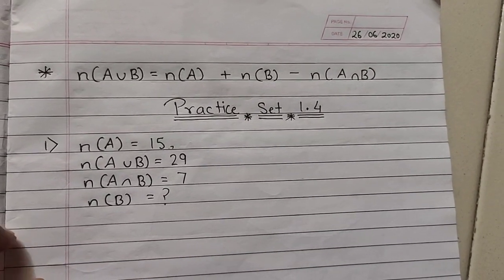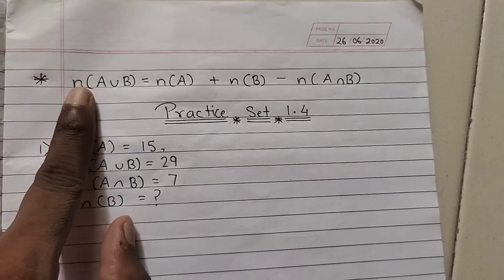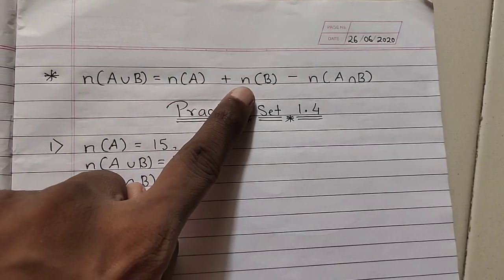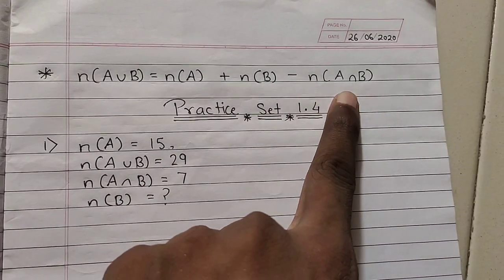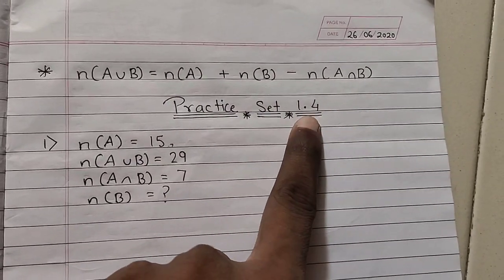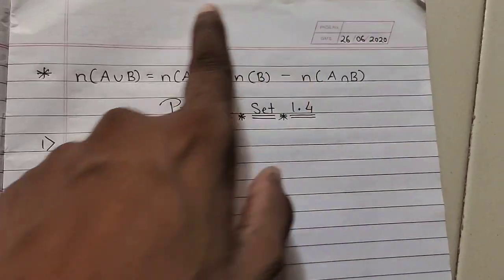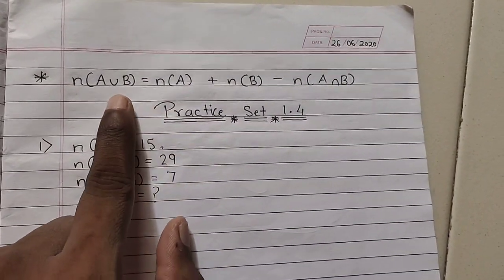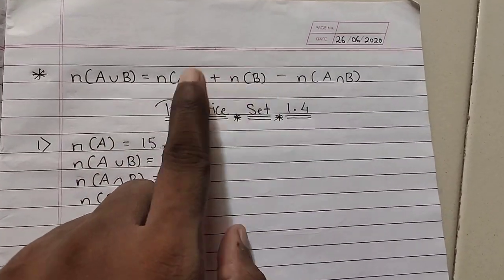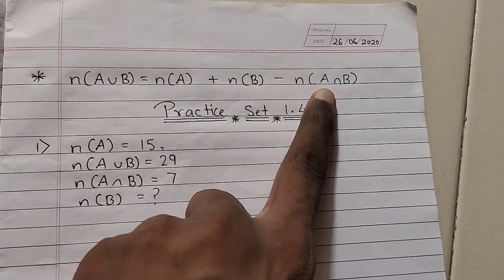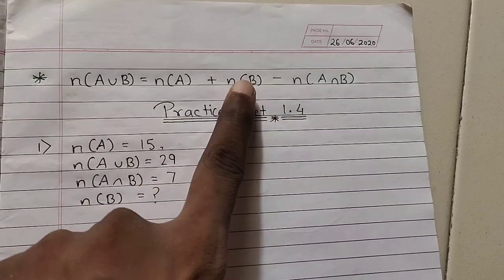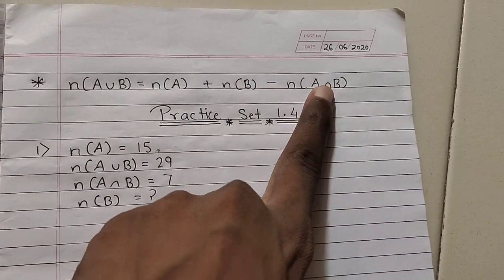Before starting this, you should know this formula, that is n(A union B) is equal to n(A) plus n(B) minus n(A intersection B). This formula you must know, because this exercise is completely dependent on this formula. So what is the formula stating? Whenever you want to find out union, then you have to add those two sets and subtract intersection of those two sets. That means union equals individual sets addition minus intersection.